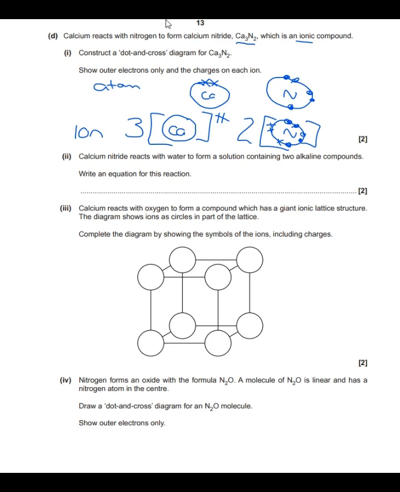We also need to make sure that we put the correct charge on the nitrogen. So each nitrogen has gained 3 electrons. So therefore, it's going to be a 3- charge.